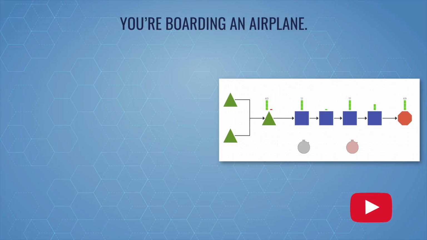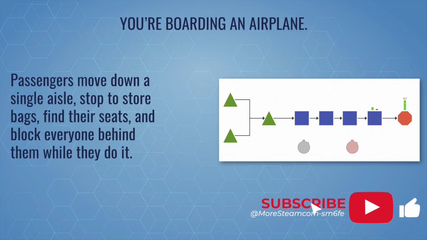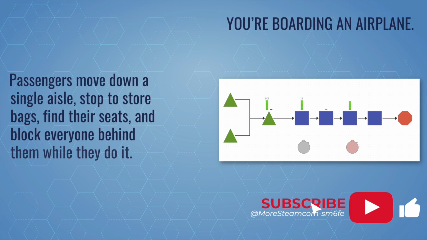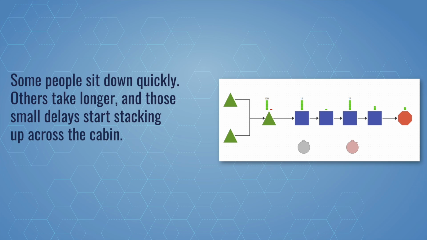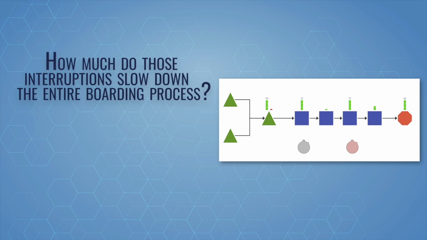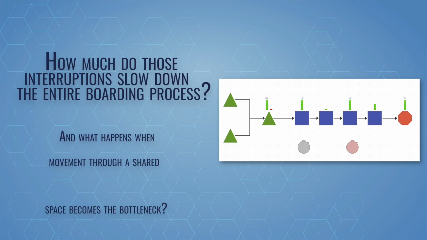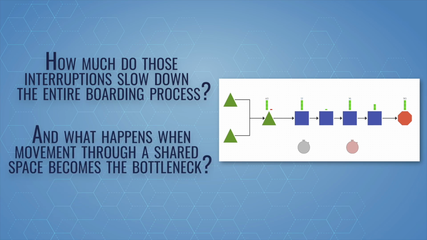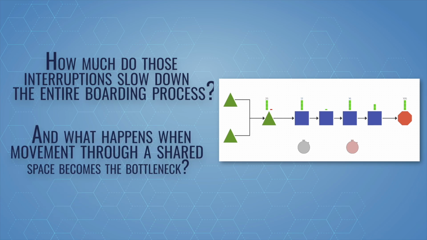You're boarding an airplane. Passengers move down a single aisle, stop to store bags, find their seats, and block everyone behind them while they do it. Some people sit down quickly, others take longer, and those small delays start stacking up across the cabin. How much do those interruptions slow down the entire boarding process? And what happens when movement through a shared space becomes the bottleneck?